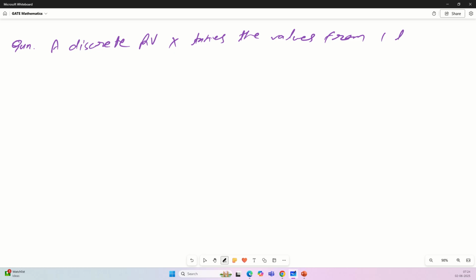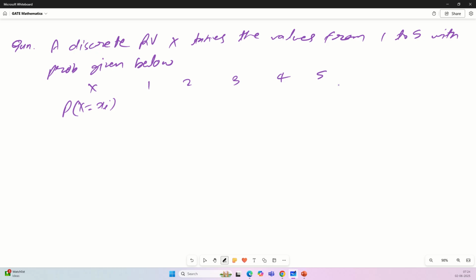A random variable X takes values from 1 to 5 with probabilities given below. It is written like this: X and probability of X equal to xi. Understood? So it can take 1, 2, 3, 4, 5. This is the random variable that is taking the values, and their probabilities are 0.1, 0.2, 0.4, 0.2, and 0.1.